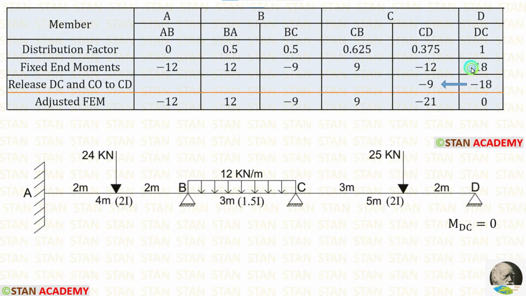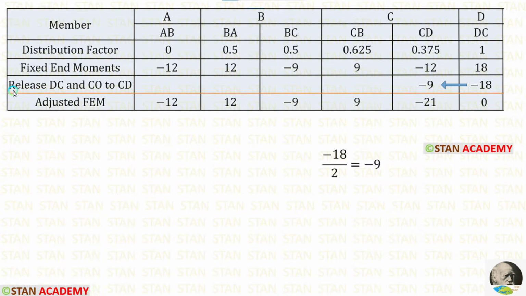For DC, the fixed end moment is 18. When we add minus 18 with this 18, it will be 0. So we have released DC and we have to give the carryover from DC to CD. So half of minus 18 from DC will go to CD. We know that minus 18 upon 2 is equal to minus 9. Let us enter that.